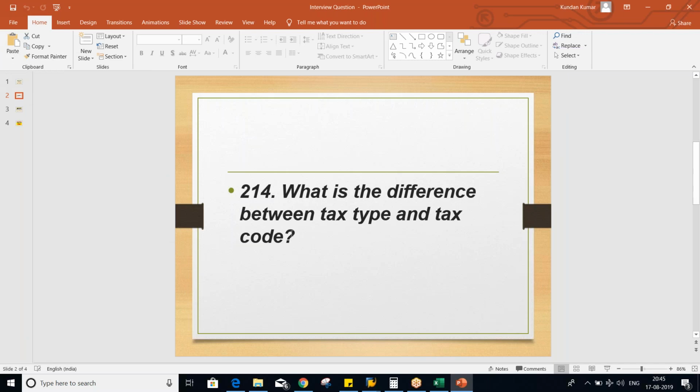First of all, look at the question, and then I'll show the answer and explain practically. The question is, what is the difference between tax type and tax code? Whenever the interviewer asks this, almost everybody gives a diplomatic answer in just one line or half a line, and that is not acceptable. If everybody gives a similar reply, then what is the difference between you and those people? You have to give a unique answer.